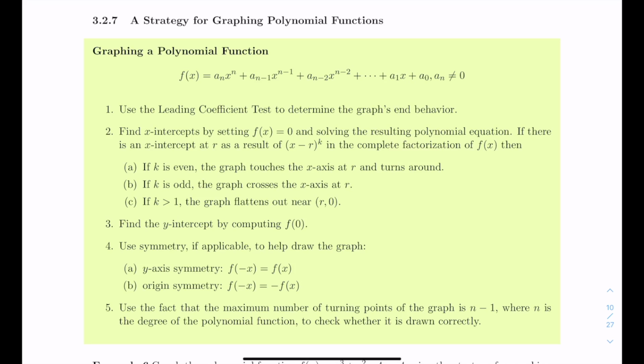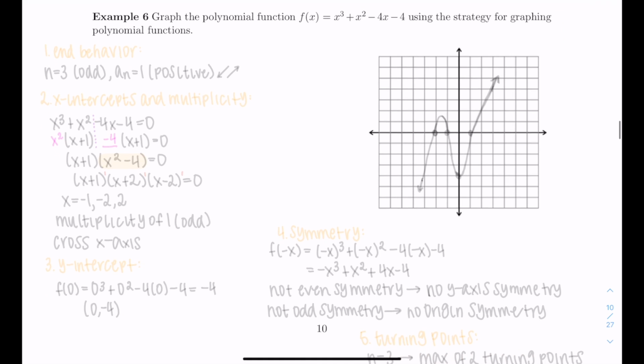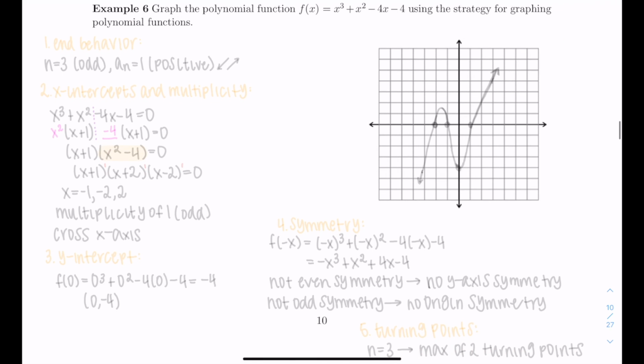Then we can use the fact that the maximum number of turning points of the graph is n minus 1, where n is the degree of the polynomial function, to determine if it was drawn correctly. So let's go ahead and graph the polynomial function x cubed plus x squared minus 4x minus 4 using the strategy. So the first thing is end behavior.